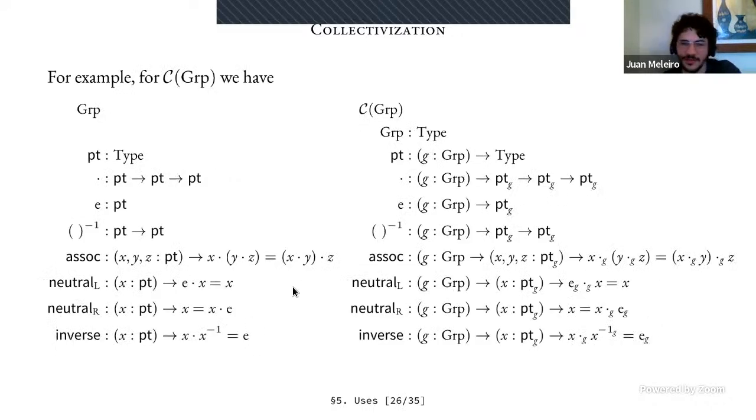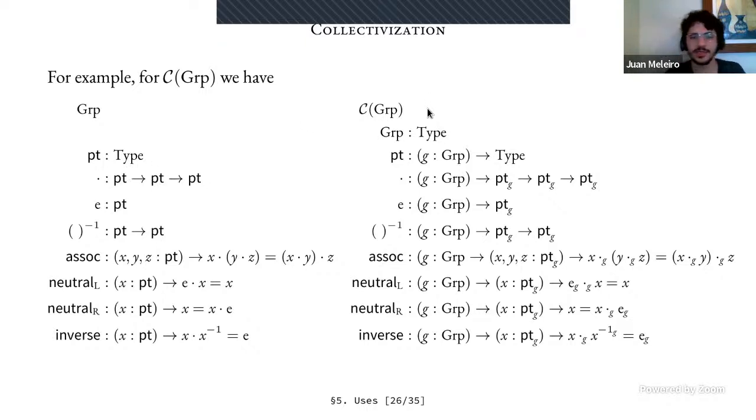Here is the theory of a group on the left and the theory of the collective of groups on the right. You see that all of the declarations are here, but they are modified. First, at the start, we put a declaration of a type for a group, for the collective of groups, which I call GRP. And then we add a parameter for every declaration. So here on the left, you'd read, well, point is a type, the dot is a product between points of that type, E is a neutral element.